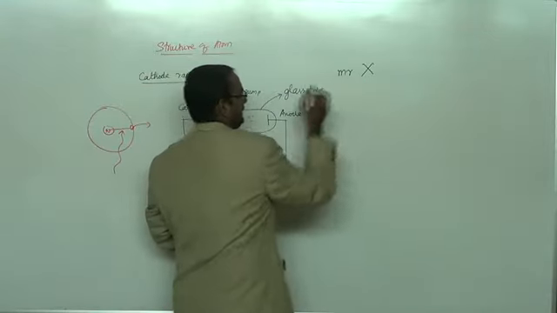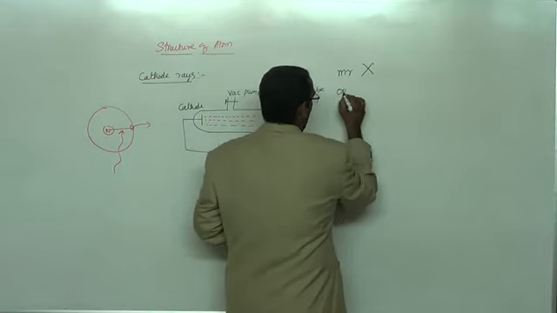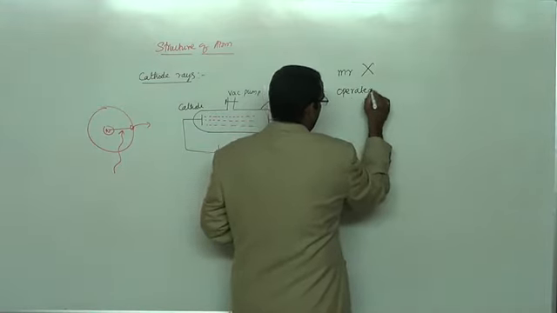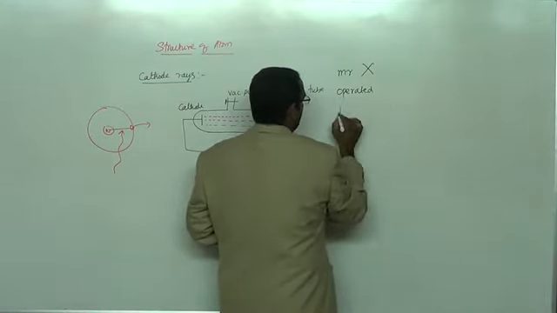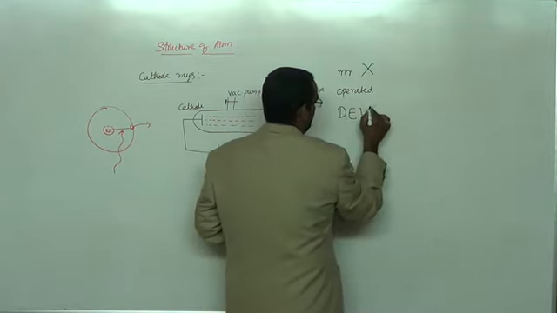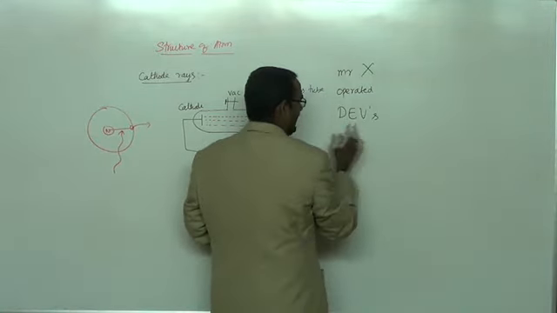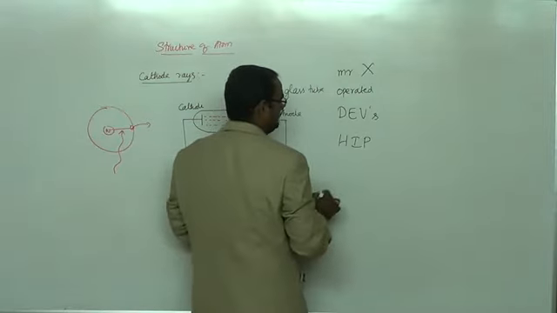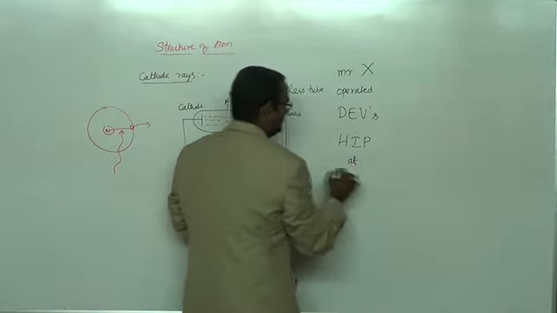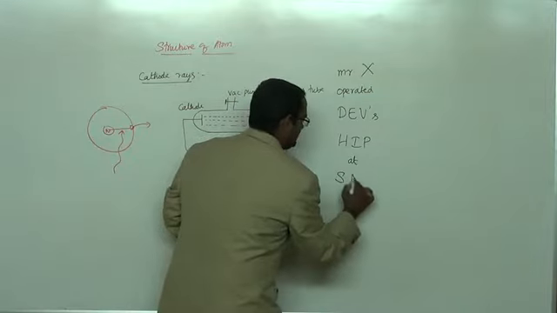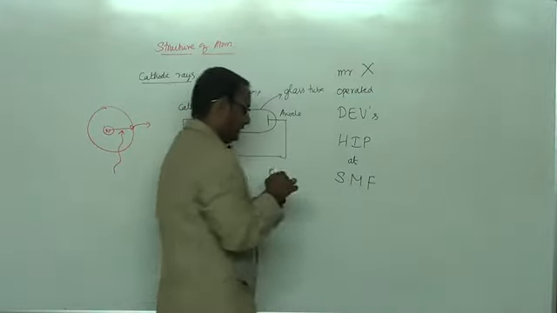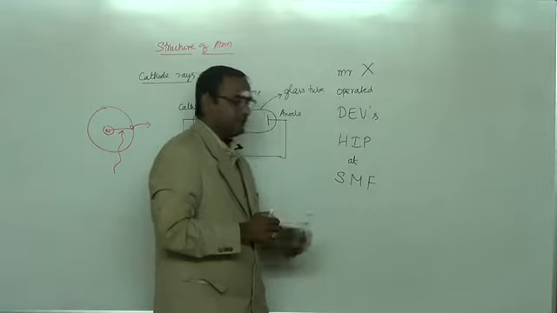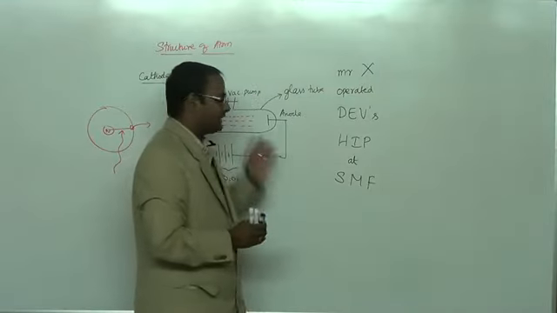So X is a capital letter. Mr. X operated, everything is small. Dev, DEV is capital. Hip, it is capital. At, this small letter. S, M, F. Of course, S, M, F stands for, there are three properties of these cathode rays.